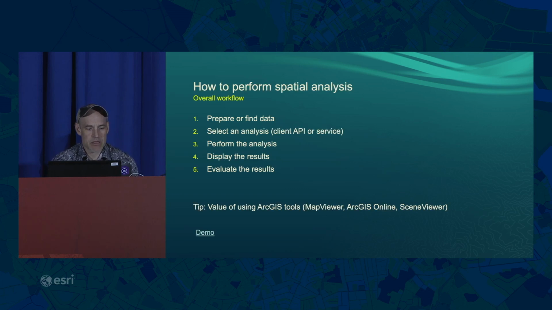Okay, so to perform spatial analysis, there are really 5 steps that we're interested in. The first is preparing and finding data, and that's something that we can't underestimate because you can't perform an analysis unless you have something to start from and perform an analysis on. So that's the first step, and we'll give you some tips and tricks along the way to show you where you can find data and how we can actually even create data that we can use for different analysis.